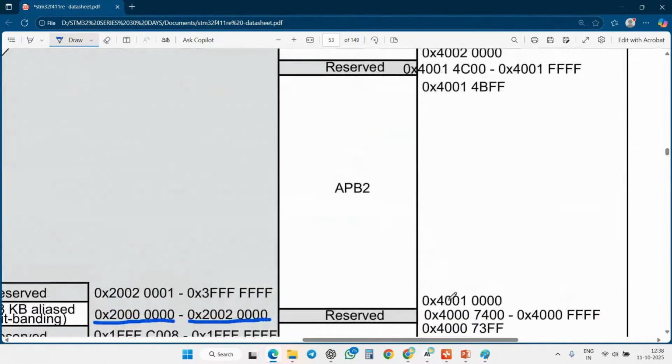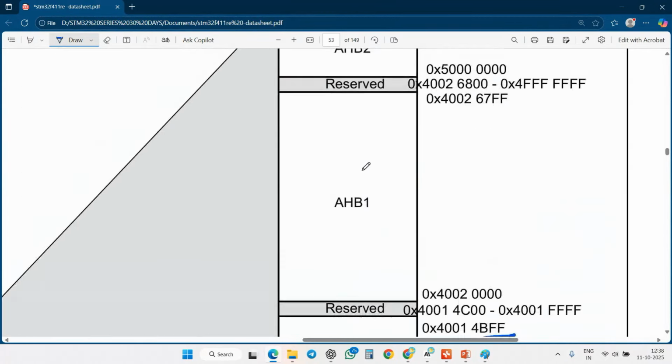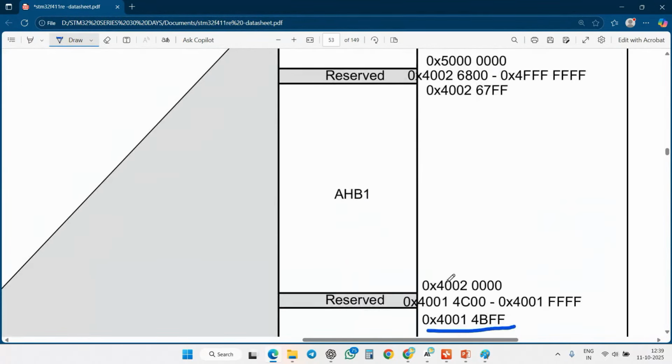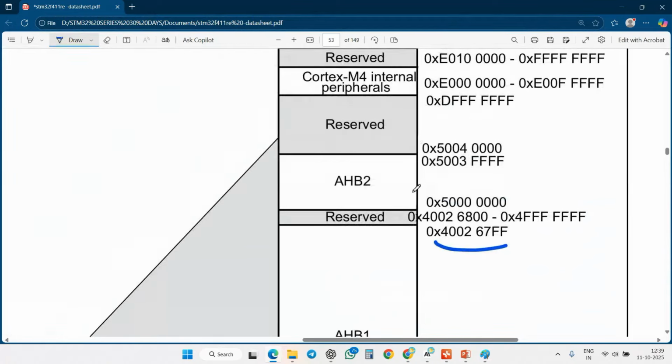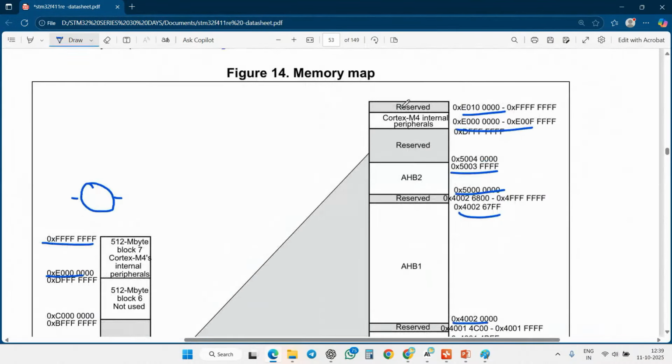APB bus can use this range. APB1 can use that range, APB2 can use that range, and AHB1 can use this range. So this is the starting and this is the ending address. And AHB2, this is the starting and this is the ending address. Cortex-M peripheral, this is the starting and this is the ending address. So these are the peripherals, buses, and memories addresses.